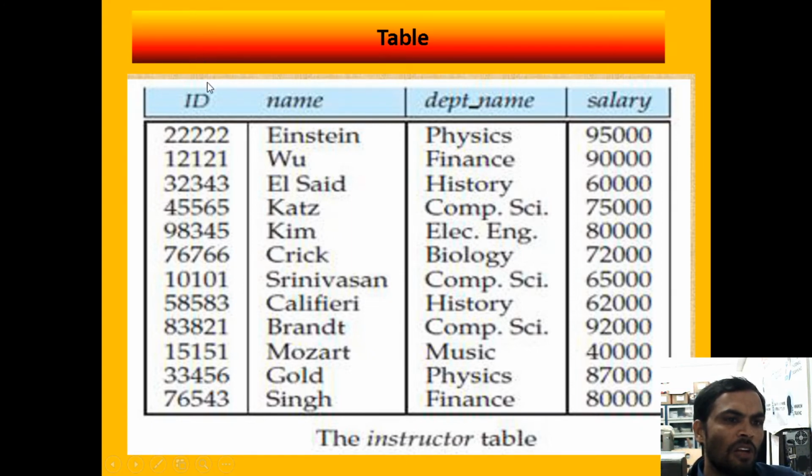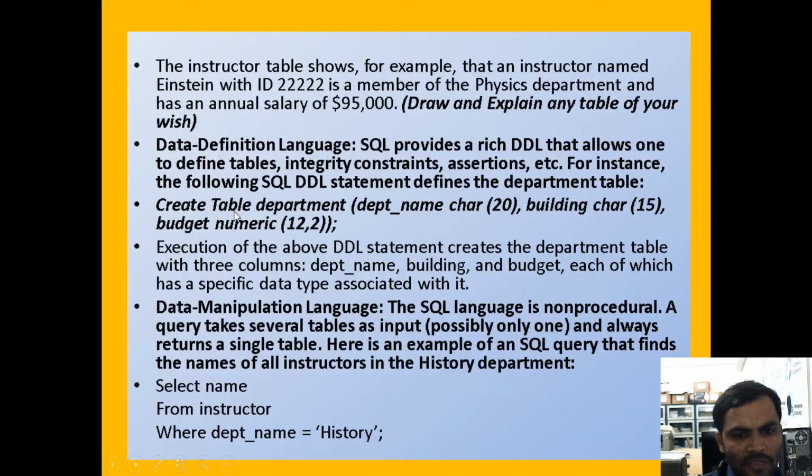Coming to the columns: the first column is ID, the second column is name, the third column is department name, and the fourth column is salary. Now under the columns, if you want to specify a fixed data type, for ID only numeric values will be there. For name, only characters will be there. This is meaningful and is good quality of data.